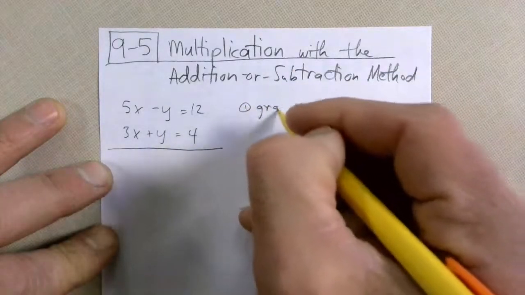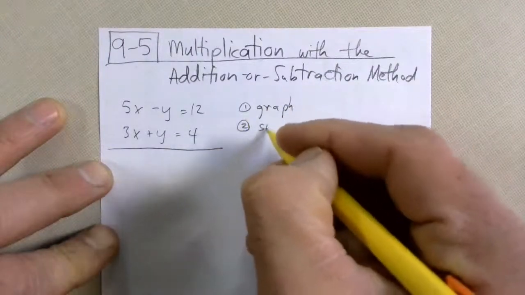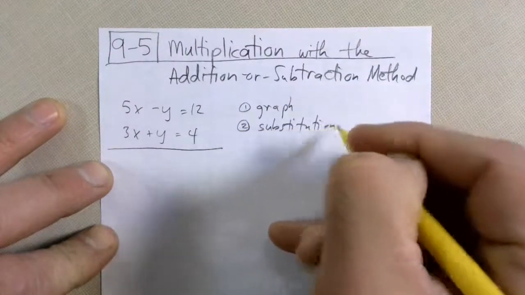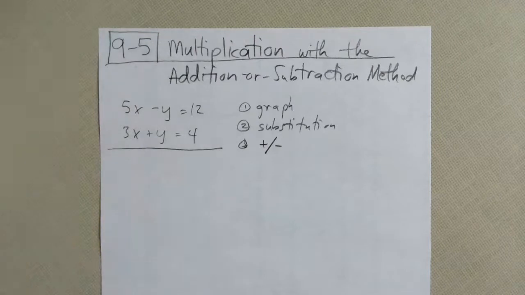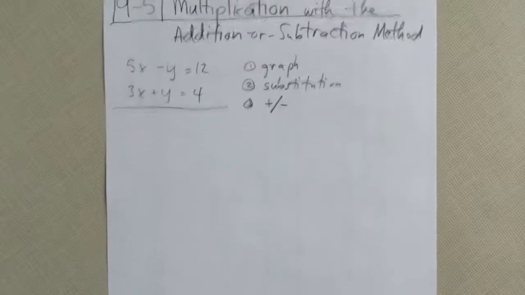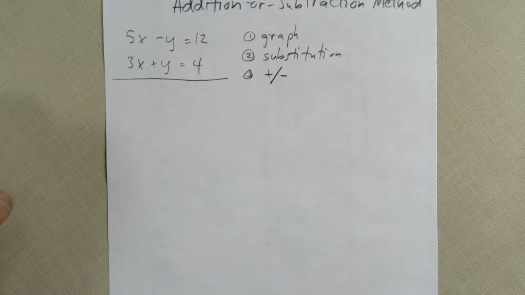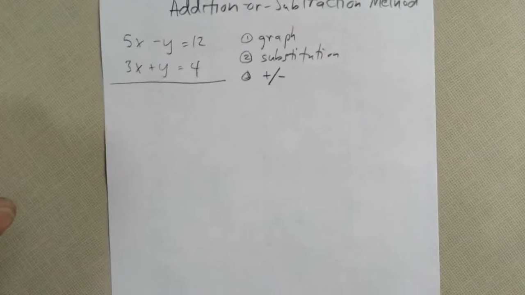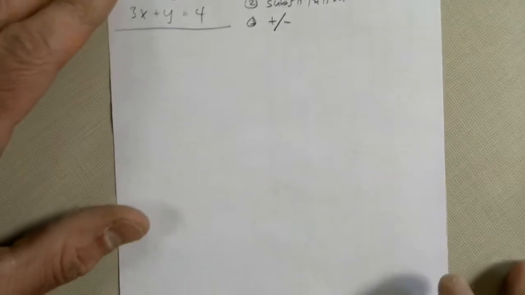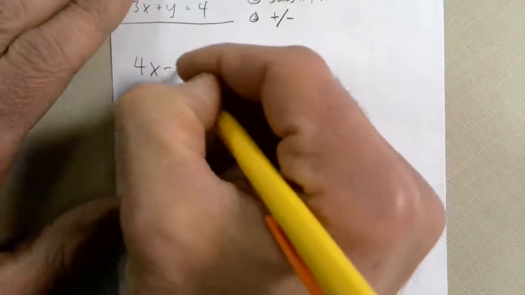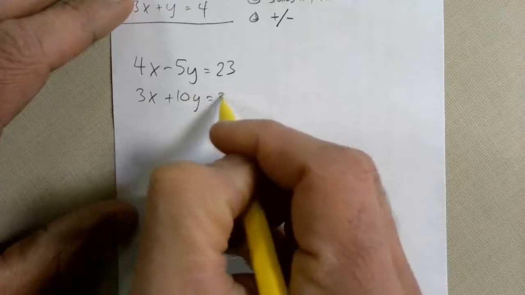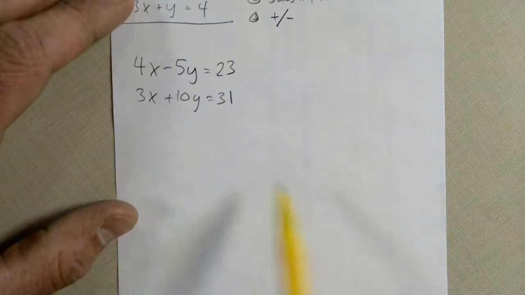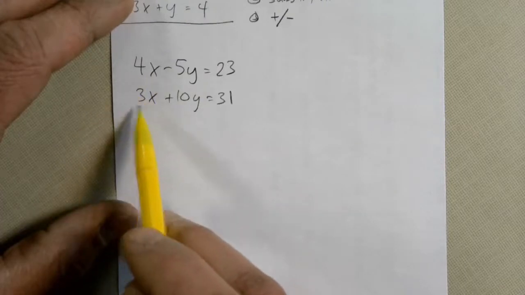So we know how to solve these by graphing, we know how to solve them by substitution, and we know how to solve them with the addition or subtraction method. Now this time we're going to be dealing with a situation where the variables do not match up. They don't have the same or opposite coefficients. Instead, they look something like this. 4x minus 5y equals 23 and 3x plus 10y equals 31.